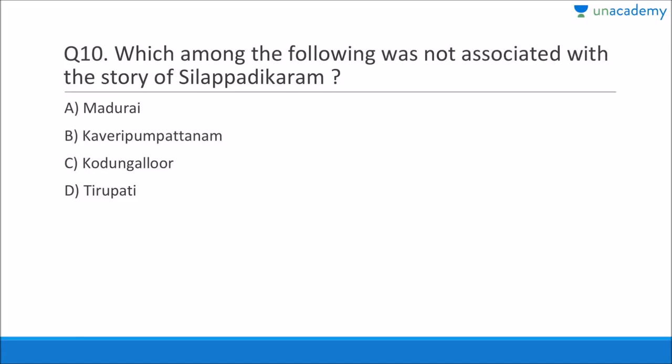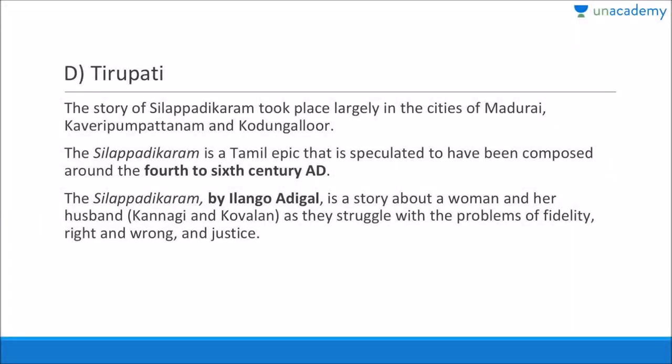Madurai, Kaveripum, Pattanam, Kodungalur, all these are mentioned in Silappathigiram, but not Tirupati. So it took place largely in the city of Madurai, Kaveripum, Pattanam and Kodungalur. It is a Tamil epic that is speculated to have been written in the 4th to 6th century AD, and it is written by Langodigal.